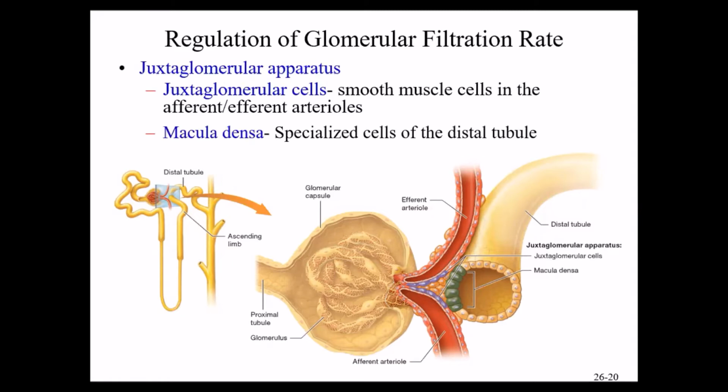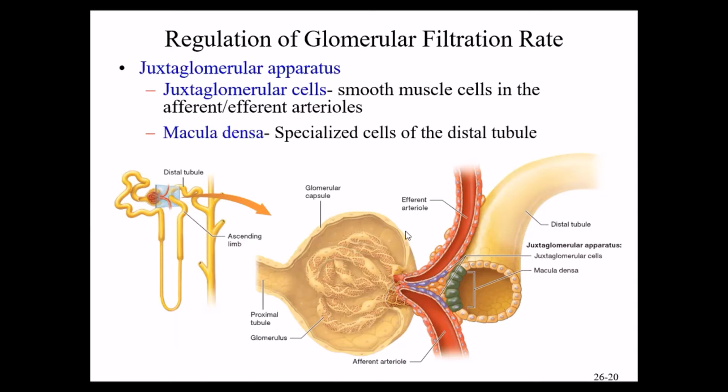To begin with, we need to look at some vocabulary words, and these are strange words we haven't really seen before: juxtaglomerular apparatus, juxtaglomerular cells, and macula densa. Let's look at the diagram for a minute to orient ourselves again. You have the nephron shown here, and then they enlarge it and show you a big picture of the renal corpuscle.